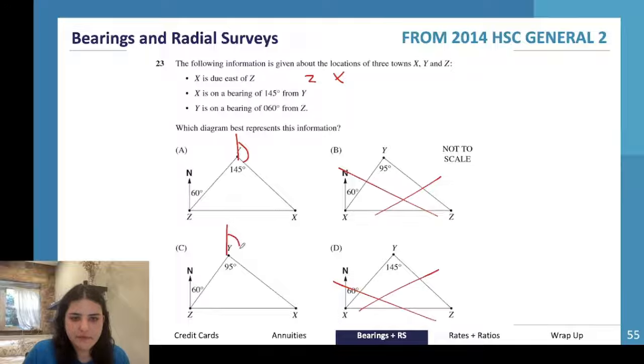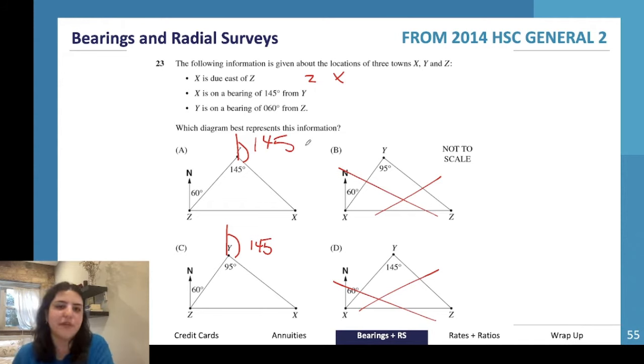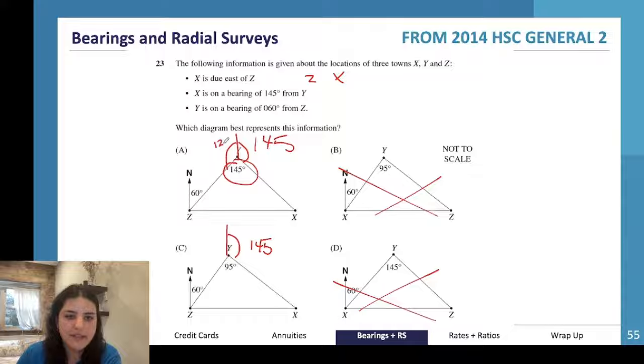So let's see. Either of those could be 145. Now we could work out from there, but let's actually go to our last piece of information just to confirm. Y is on a bearing of 60 degrees from Z. This is Y, Z, we've got 60 degrees. So we have to work it out from this piece of information. Now, if X is on a bearing of 145 degrees from Y, it means that this angle has to be 145. Now, if this one's 145 and this one is 120 because it's the internal opposite to 60, making our 180, it cannot be A. So therefore, C has to be our answer.